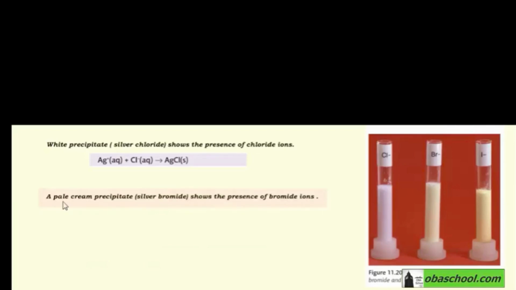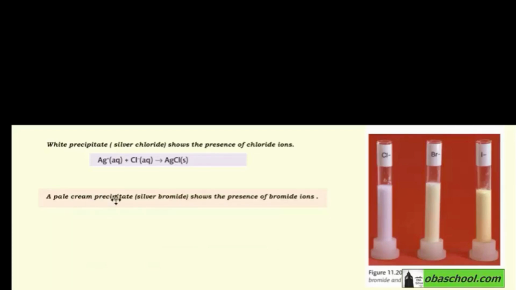The white precipitate, which is silver chloride, which we can see right here in the figure, means that we have chloride ions. The ionic equation is silver reacts with chloride to give silver chloride, which is the precipitate, the white precipitate that we want.